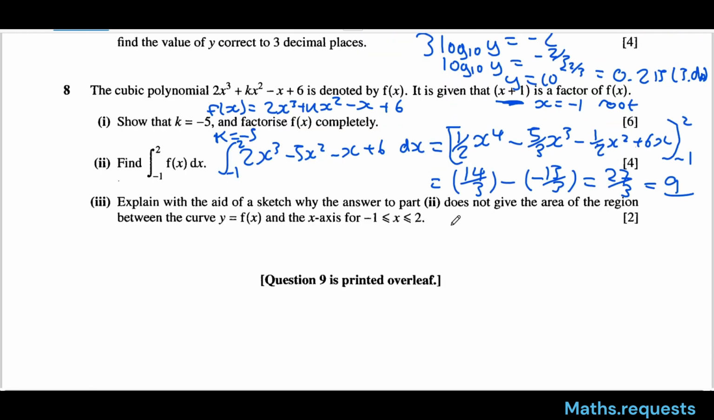Explain with the aid of a sketch why the answer to part 2 does not give the area of the region between the curve y equals f of x and the x-axis. Well, if we draw f of x, it is an x cubed graph with the y-intercept of 6, so it crosses like this. And between x equals minus 1 and x equals 2, part of it is below the x-axis. So part of the area is below the x-axis, so the area cancels out. So you say what I said, and then just say the area cancels out as well.